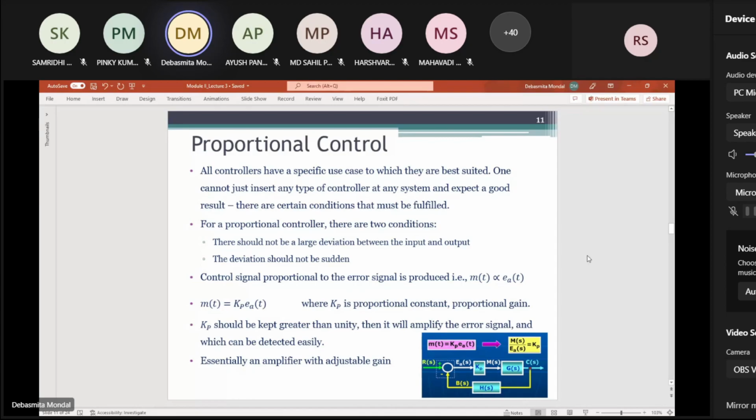So now let's talk about something known as proportional control system. Before going to that, all controllers have a specific use or a specific case where they are best suited. You cannot just insert any kind of controller in any kind of situation and expect that you will get a very good result, that the difference between your output and the reference input will be less, and that you will get a very fast response time. Everything cannot be done by a single controller. Every single controller has its own disadvantages also.